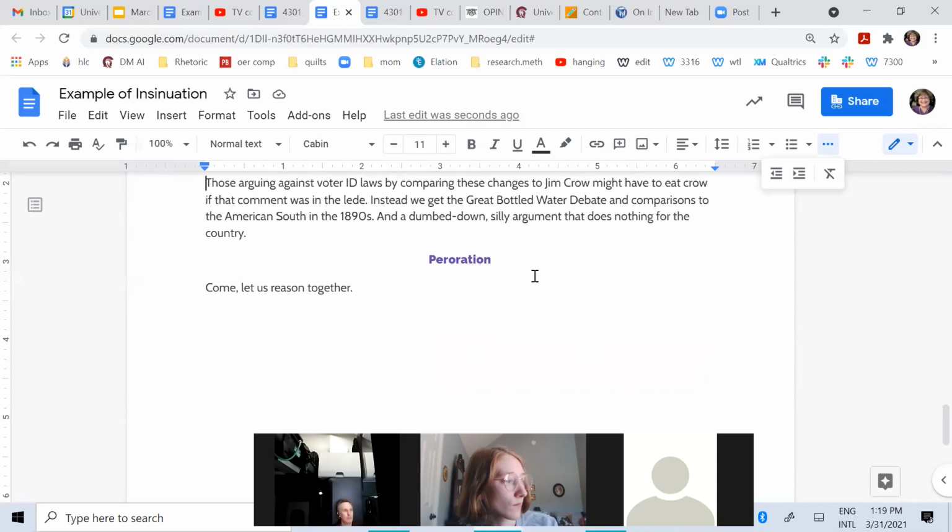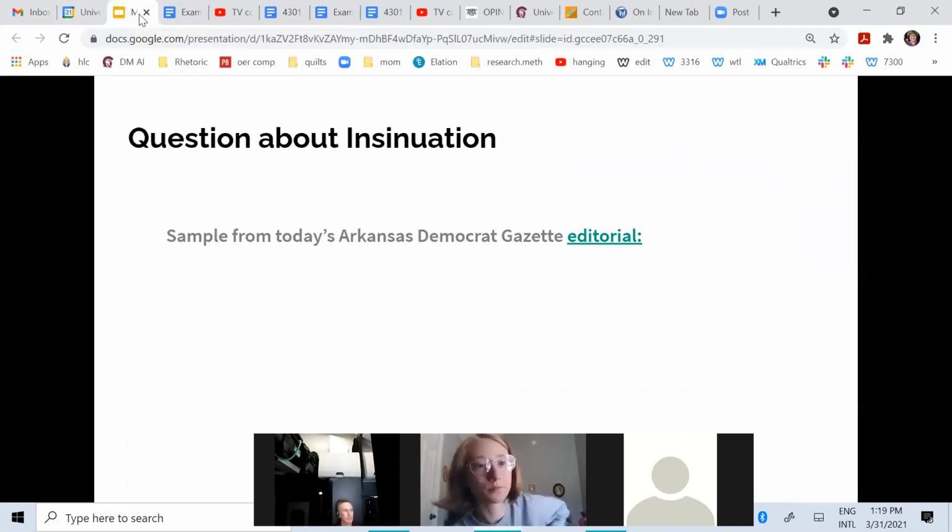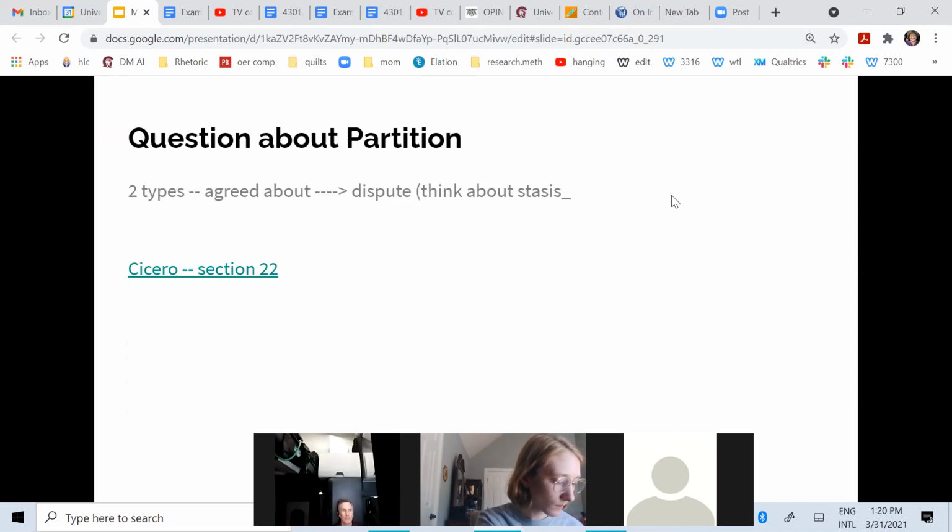And then his peroration, just very simple: come, let us reason together. So basically, an introduction, according to Cicero, is a direct introduction where you don't feel like your audience will disagree with you, whereas an insinuation is an indirect introduction where you try to identify with the objectors and bring them along with you.